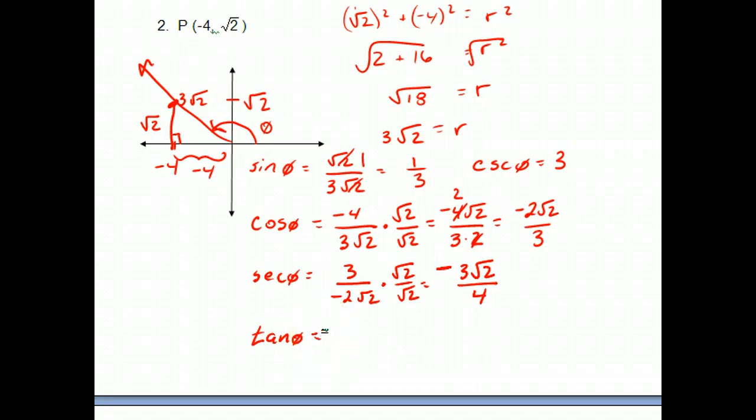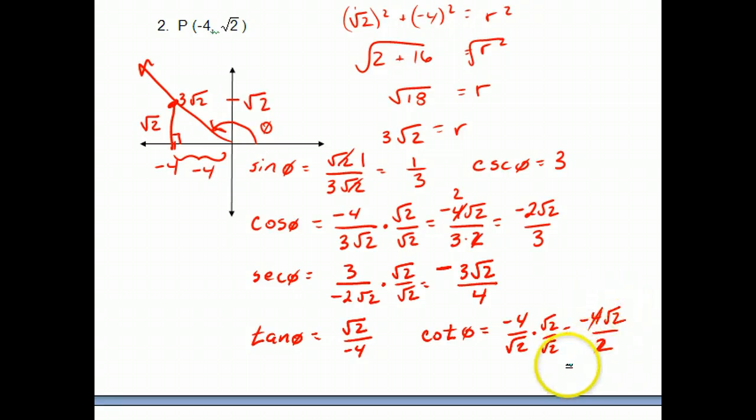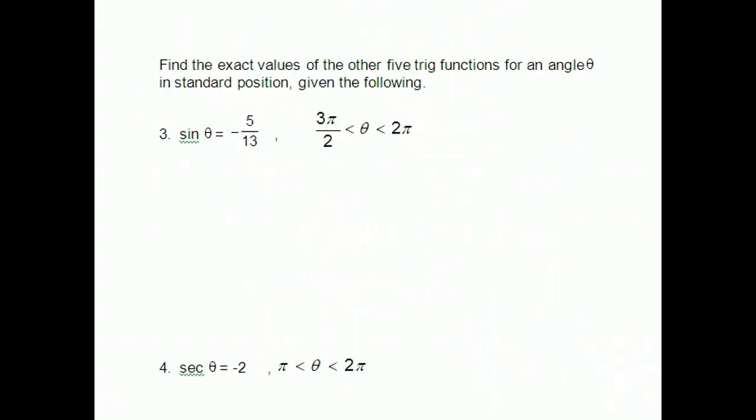And it's going to equal our opposite over our adjacent side, so root of 2 over negative 4. So that means that the cotangent of theta is going to equal negative 4 over root of 2. Rationalize that out, and I get negative 4 roots of 2 over 2, and finally negative 2 roots of 2.